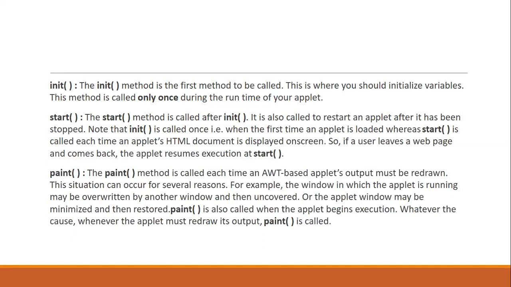This situation occurs when we have to call the paint method for many reasons. For example, the window in which the applet is running may be overwritten by another window, or it may be uncovered afterwards, or the applet window may be minimized and then restored. In such cases, the paint method needs to be invoked. Paint is also called when the applet begins the execution at the initial stage: init, start, and then paint. So whatever are the basic contents will be drawn. Whatever is the cause, the applet must redraw its output with the help of the paint method.